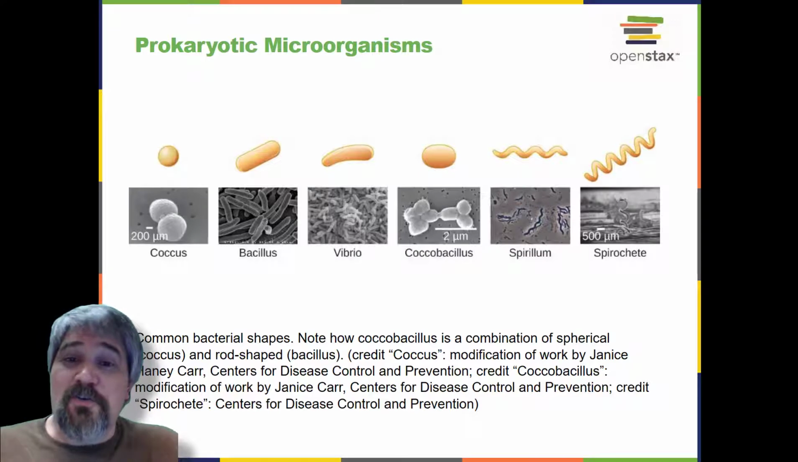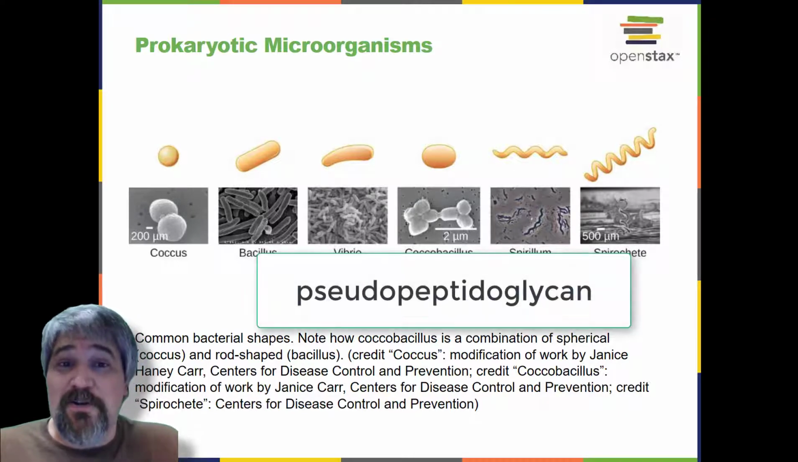Archaea are also unicellular prokaryotic organisms. Archaea and bacteria have different evolutionary histories, as well as significant differences in genetics, metabolic pathways, and the composition of their cell walls and membranes. Unlike most bacteria, archaeal cell walls do not contain peptidoglycan, but their cell walls are often composed of a similar substance called pseudopeptidoglycan.